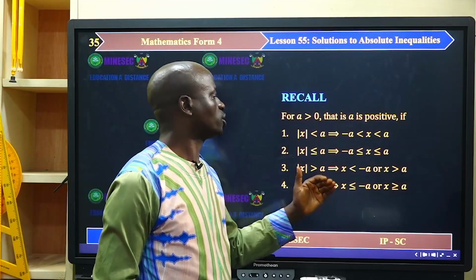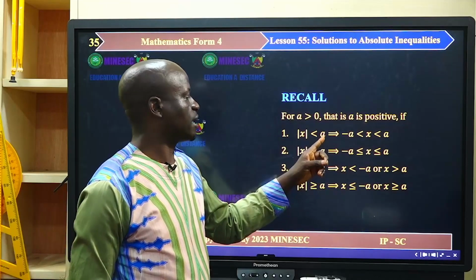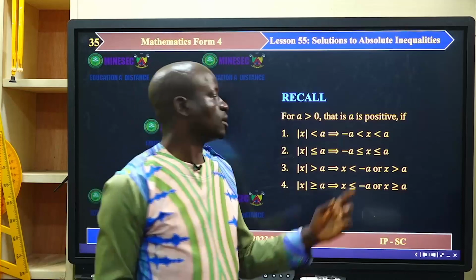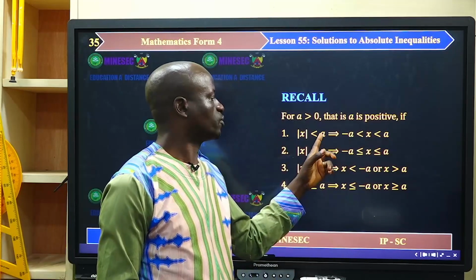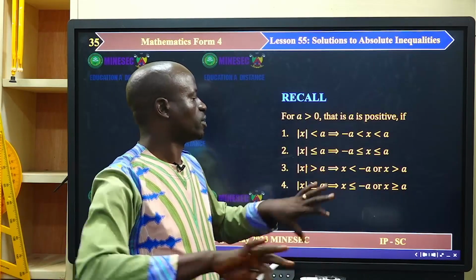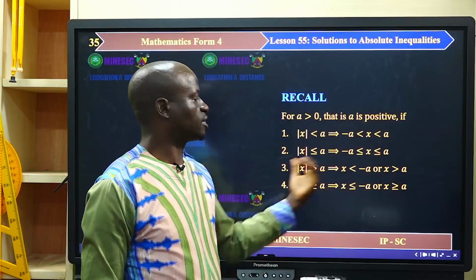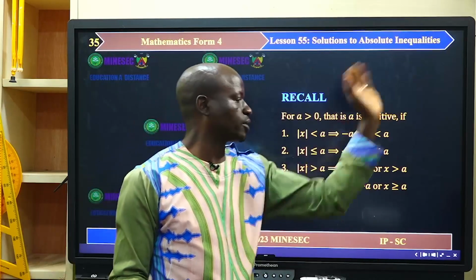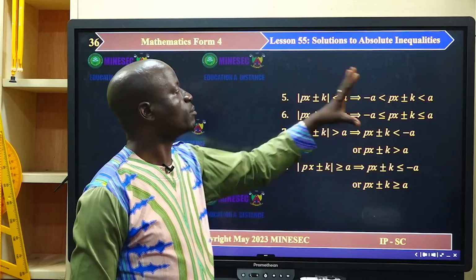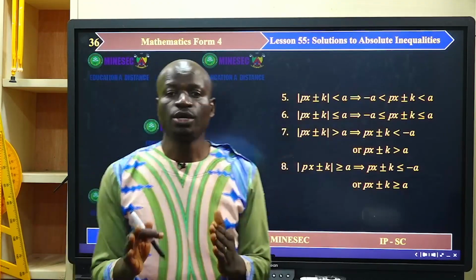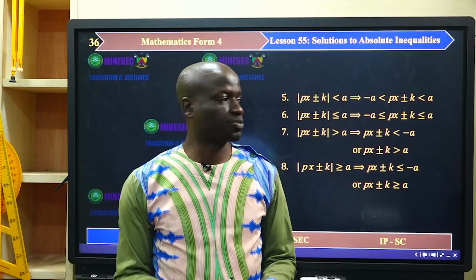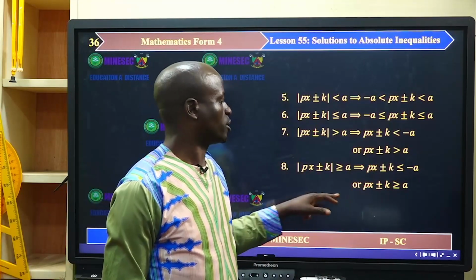So our conclusion is that when the absolute value is less than or less than or equal to, then the values of x lie within the negative value of this constant here and its positive value. When it is greater than, we have x less than the negative value and also x greater than the positive value. The same applies if the expression inside the absolute value signs is a linear expression. We do the same and then we solve.